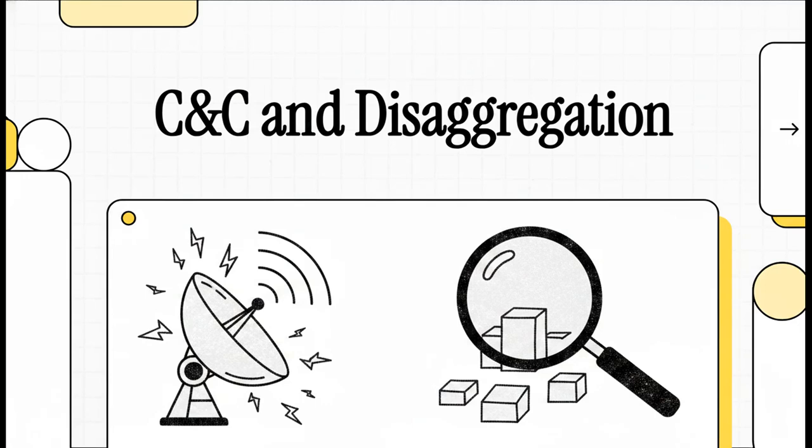Hey everyone, and welcome to this explainer on ASC 235, Notes to Financial Statements. Today we are tackling Section 5 of 7, Commitments, Contingencies, and Disaggregation.